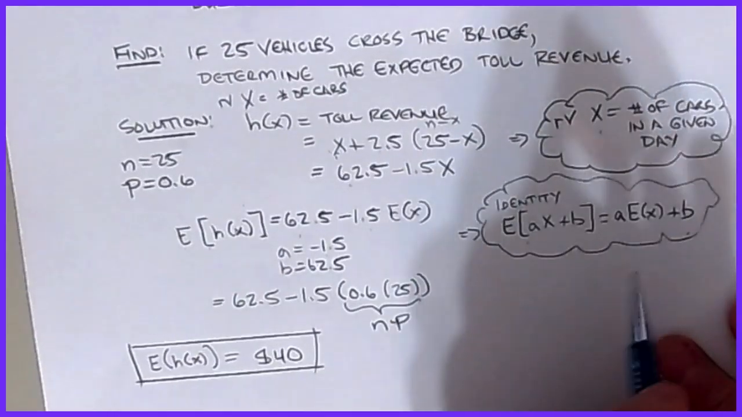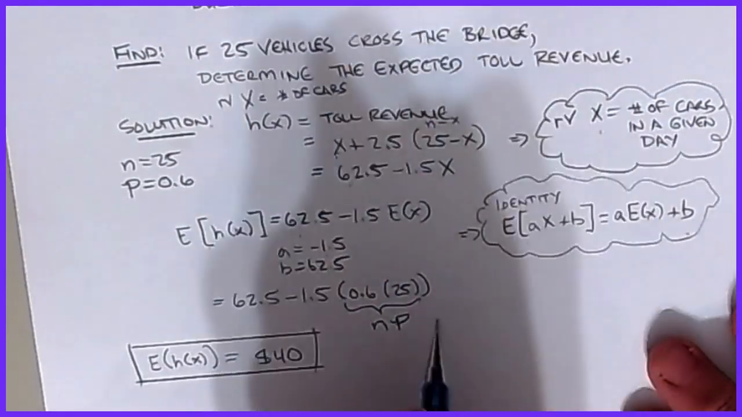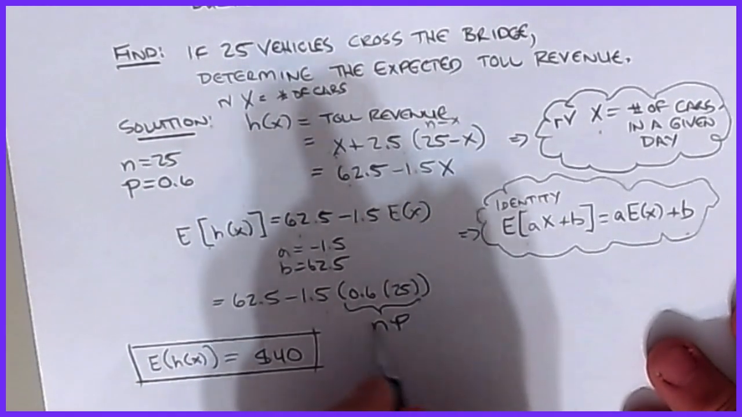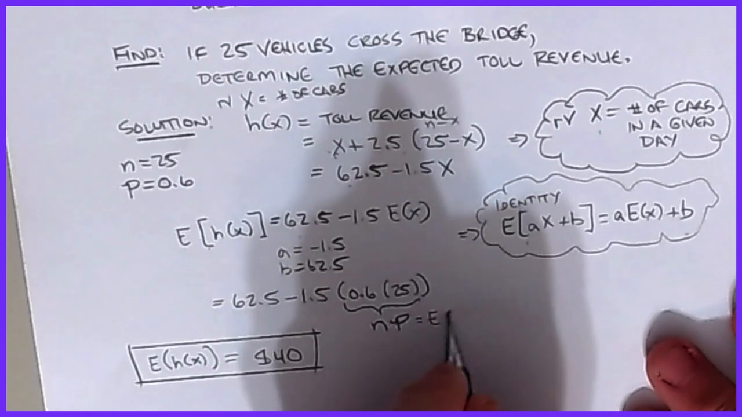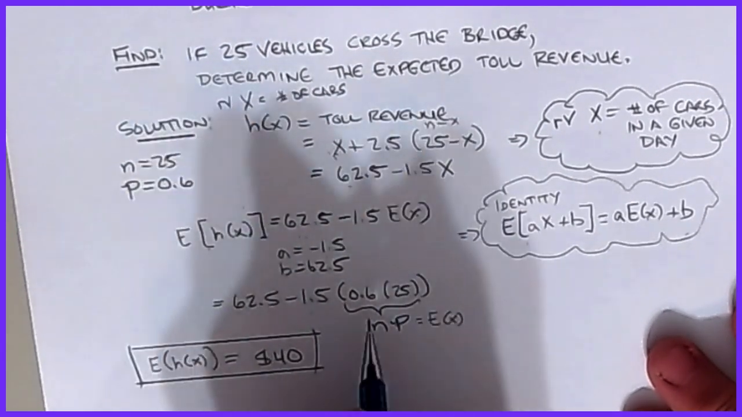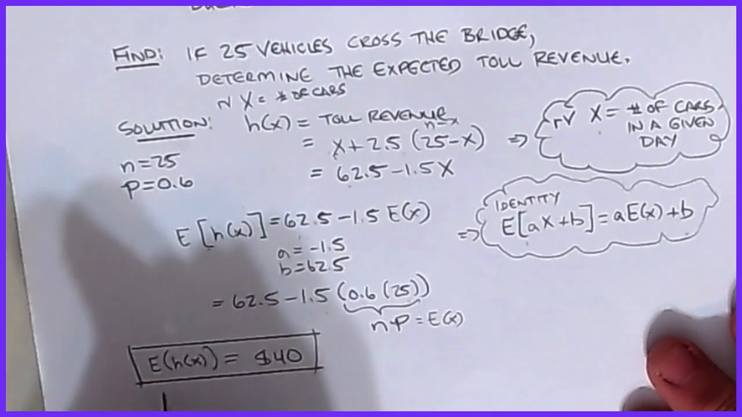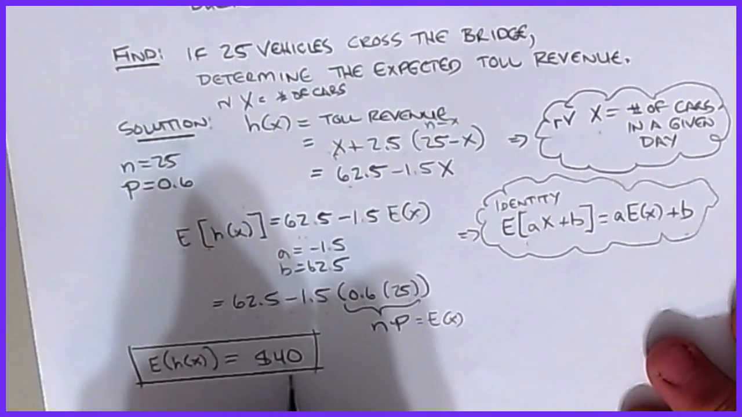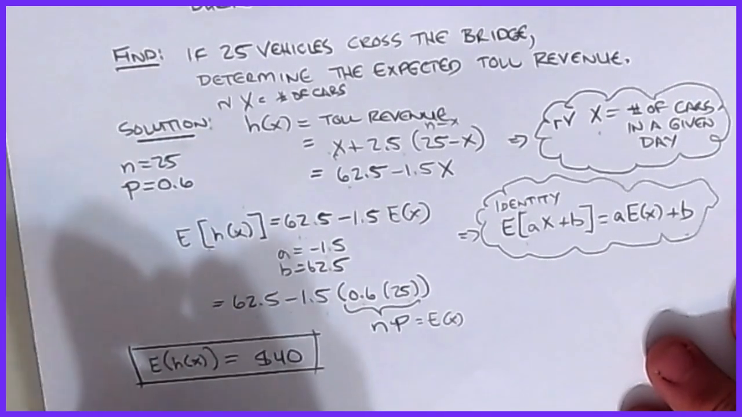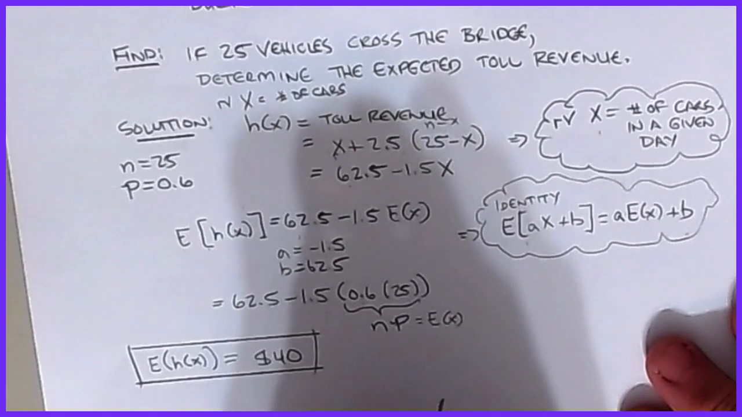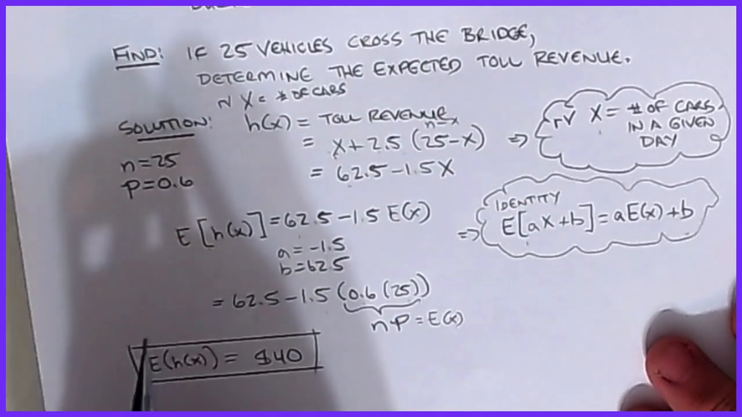All right, so if I plug this in, then that becomes 62.5, my b, minus 1.5 multiplied by this guy, which is the expected value of X. So 0.6 is the probability, n is the number, and if I run this math out, you'll find the expected total revenue is $40. Must be a pretty small bridge, but you get the idea. The exercise is very easy to work out, and that's all there is to it.